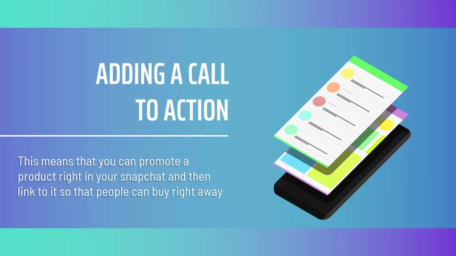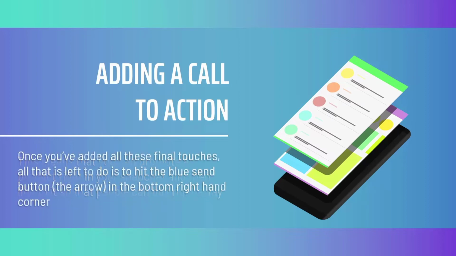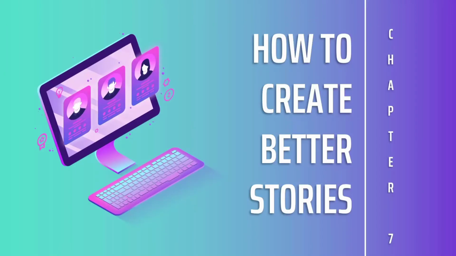This means that you can promote a product right in your Snapchat and then link to it so that people can buy right away. This is an ideal way to convert your Snapchat momentum into sales. Once you've added all these final touches, all that is left to do is to hit the blue send button, the arrow, in the bottom right-hand corner. You'll then be prompted to select if you want to send your story to someone you know or add it to your story.